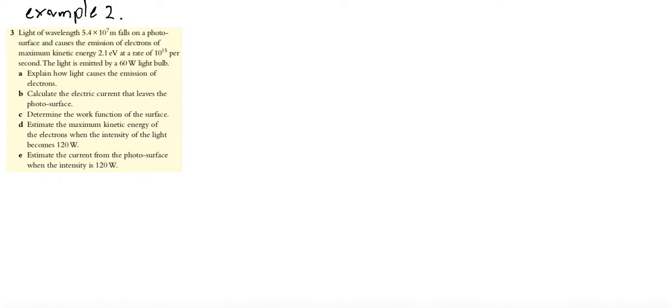The light is emitted by a 60 watt light bulb. Explain how light causes the emission of electrons. Calculate the electric current that leaves the photosurface. Determine the work function of the surface. Estimate the maximum kinetic energy of electrons when the intensity of light becomes 120 watts. And estimate the current from the photosurface when the intensity is 120 watts. Okay, not an easy exercise, kind of challenging.